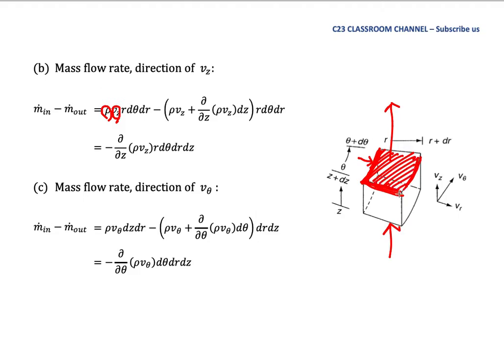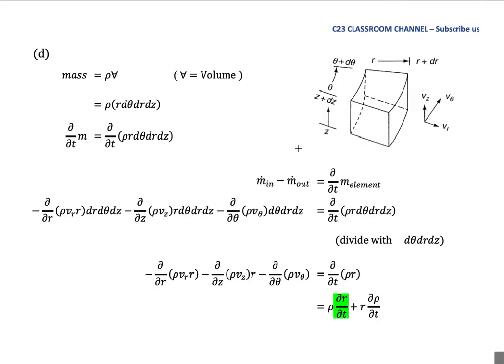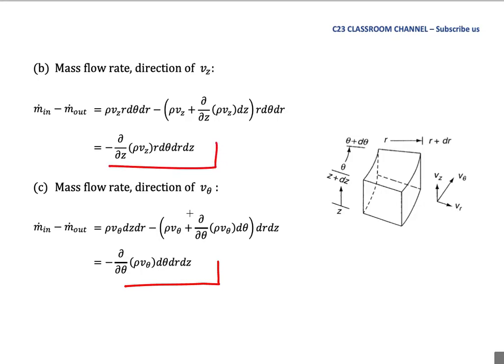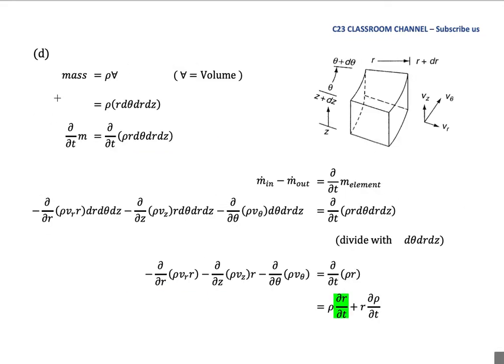We know that m dot is rho A V, so the A here is r d theta dr, the cross-sectional area. If we do this, we will get this term, and then we calculate the mass flow rate for the theta direction and get this one. Fourth, we calculate the mass. Mass is rho times volume, and the volume is r d theta dr dz. This is dz, this is dr, and this is r d theta. We multiply all these lengths to get the volume of this cube.